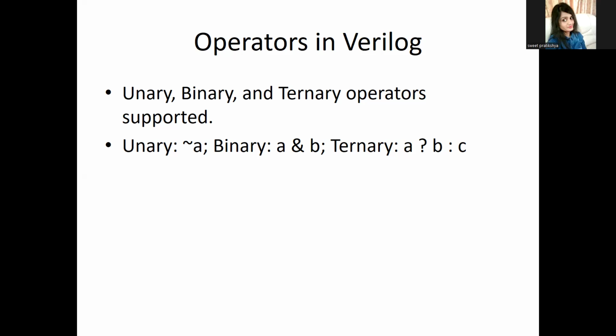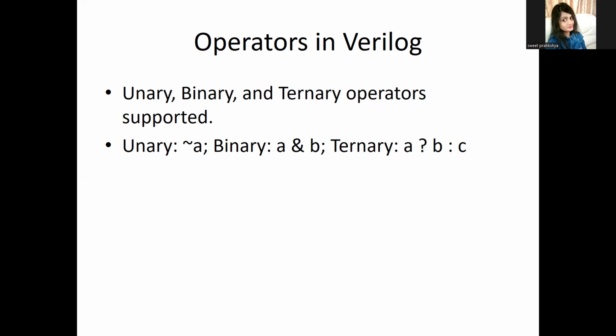Similarly, a binary operator involves two operands. Example, A and B. So and is a binary operator, or we can write A plus B, where plus is the binary operator, or A slash B. And what is a ternary operator? These are used for conditionals. Example, A question mark B colon C works like an inline if-else statement. These operators are normally used in both continuous statements and procedural statements. That is, procedural statements use the always keyword, and continuous statements use the keyword assign, which are used to build the logic of a circuit.